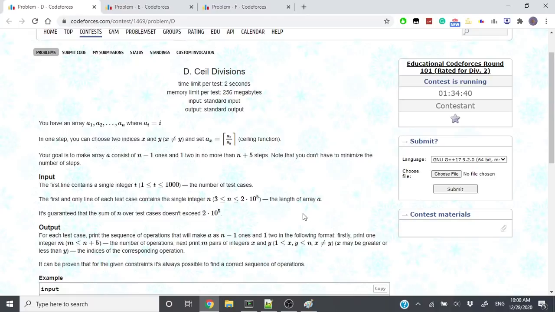So you have an array A where A_i is equal to i. Oh, fun. In one step, you can choose two indices x and y and set A_x to the ceiling division of A_x by A_y. You want to make array A consist of n minus 1 ones and one 2 in no more than n plus 5 steps. Note that you don't have to minimize the number of steps.